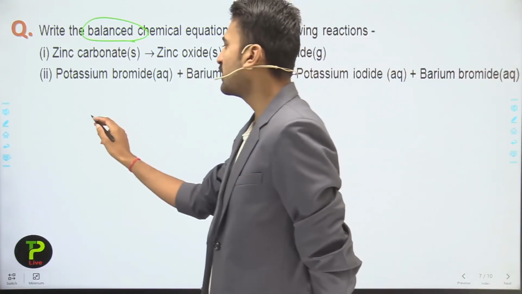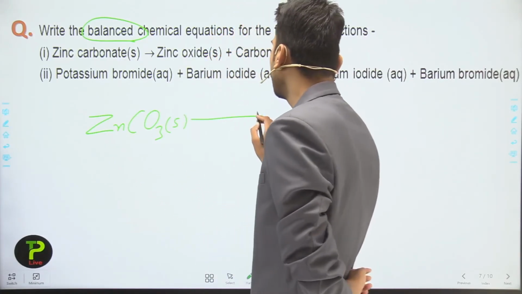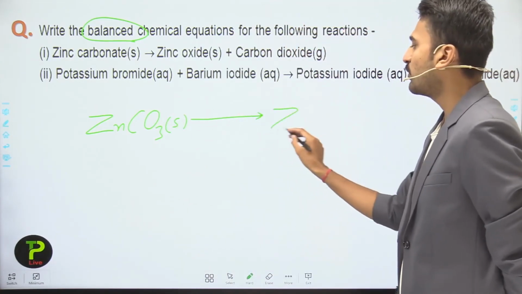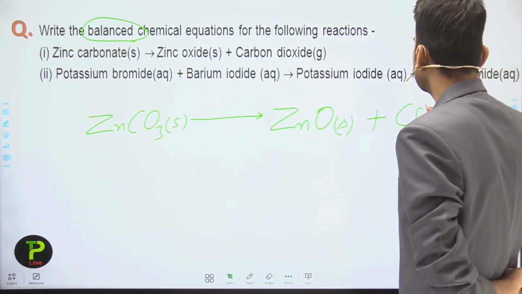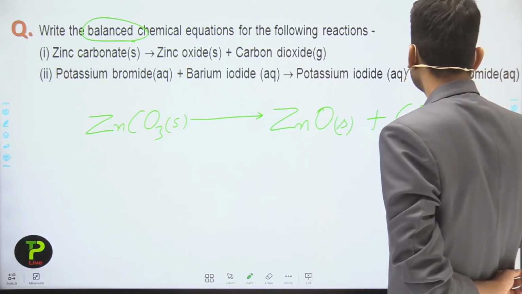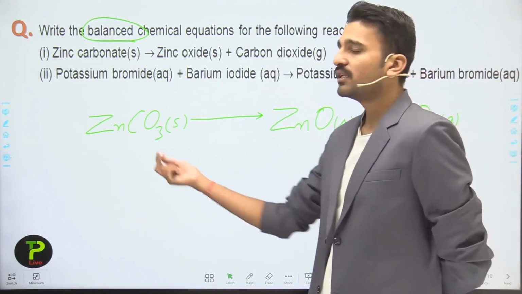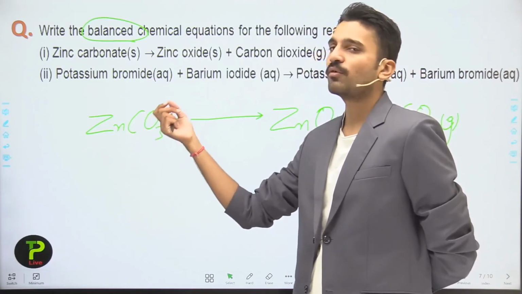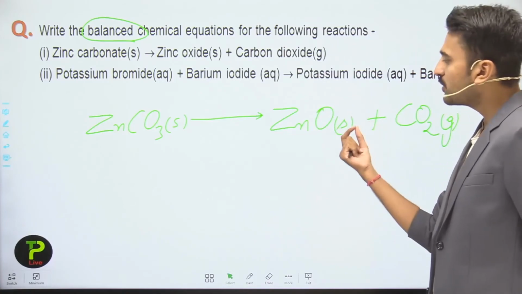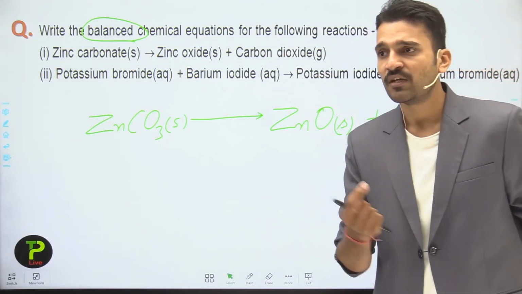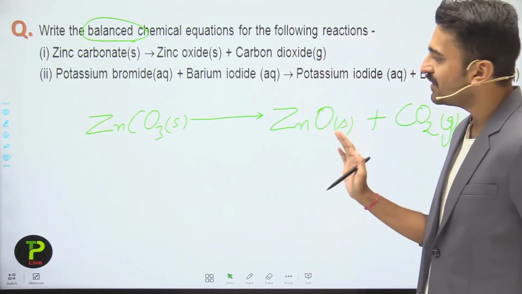What is the formula of zinc carbonate? That is ZnCO3 in solid form. It gives zinc oxide, whose formula is ZnO in solid form, and carbon dioxide, that is CO2 in gaseous form. Now you have to balance this reaction. But here you see the number of zinc atoms, carbon atoms and oxygen atoms in the reactants are equal to those in the product side. So this equation is already balanced, and you do not need to balance it.